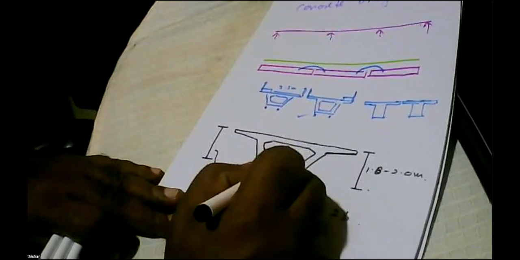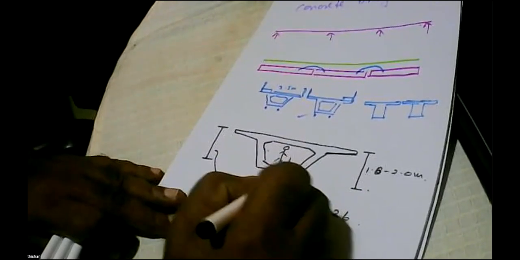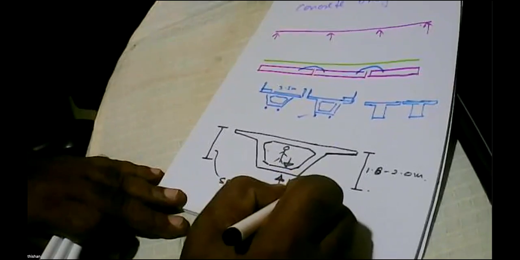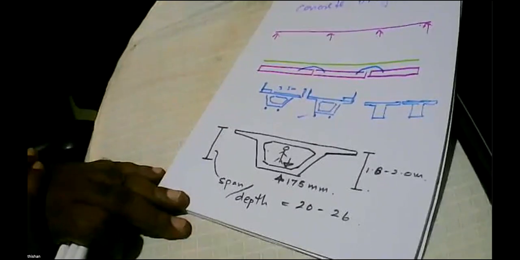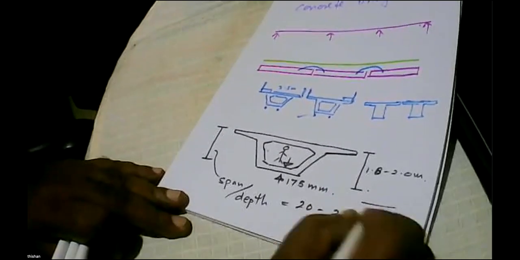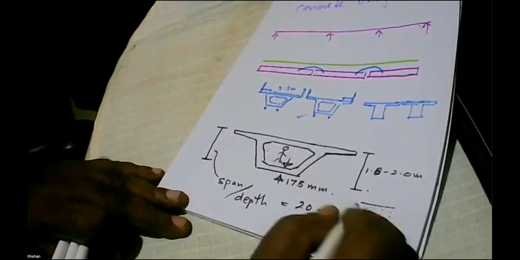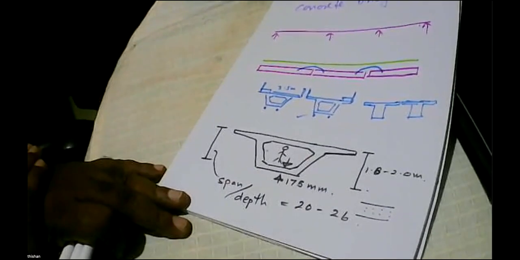Then there's another important thing, that is, the bottom slab has to be at least 175 millimeters. Because if the bottom slab is thinner than that, it is not practically possible to prevent cracking. If the bottom slab is very thin, there's a tendency for cracks to occur, because when you provide too much reinforcement, the reinforcement becomes too close. So when you have 175 millimeters, it can have sufficient flexural strength.